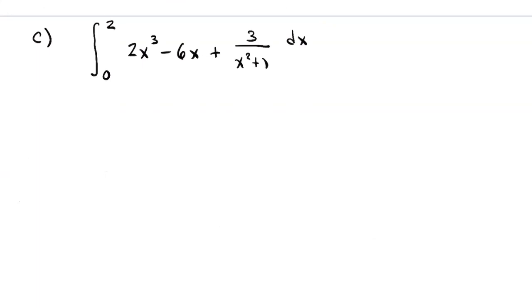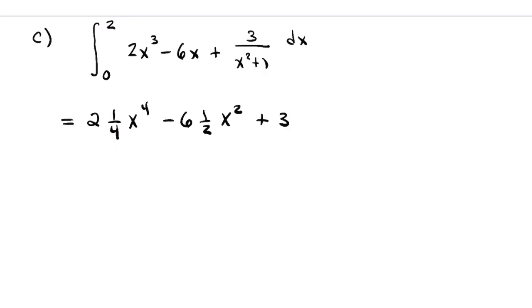Same kind of ideas. Stop the video, compute this antiderivative, and evaluate this thing before me. All right, so taking term by term antiderivatives. What's an antiderivative for 2 times x cubed? Well, it would be 2, add 1 to that exponent, divide by the new exponent. 6, add 1 to the new exponent, divide by the new exponent.